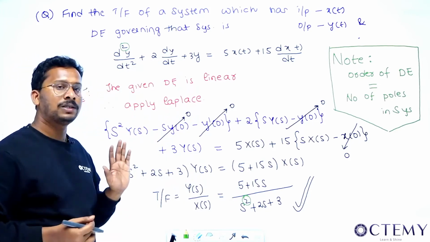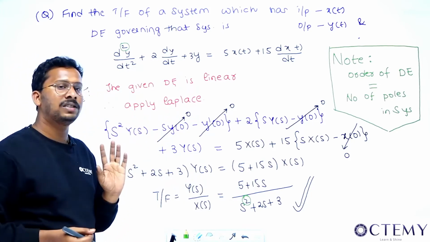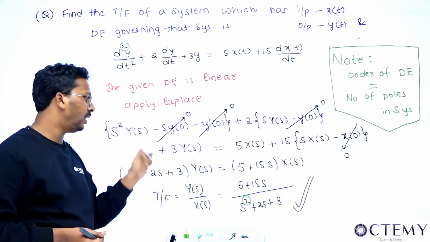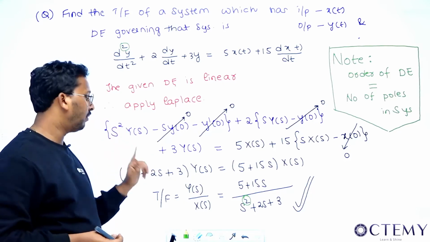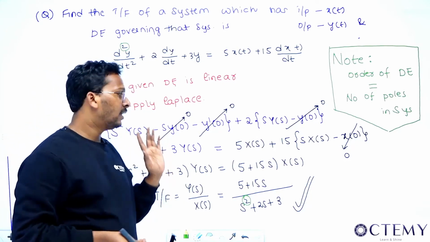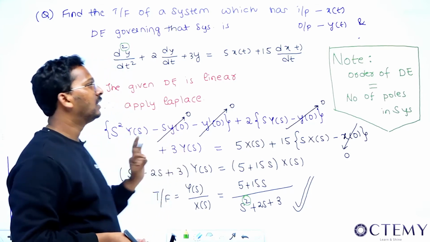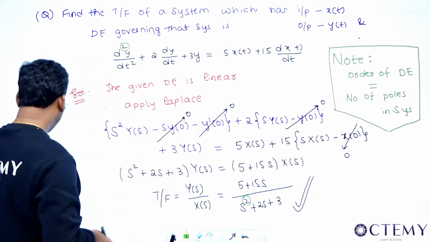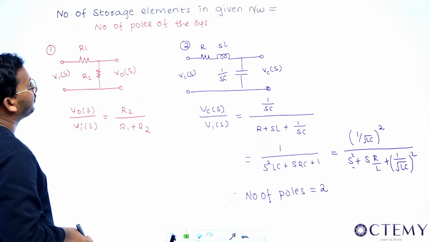They can give you a differential equation like this. Simply apply Laplace to it. Then make the initial conditions 0, or you don't write the initial conditions at all, because while finding the transfer function, we assume initial conditions are 0. That means the initial condition 0 means what, sir? The system is at rest, right? In this one, you will understand easily.